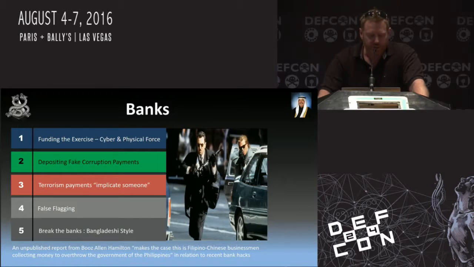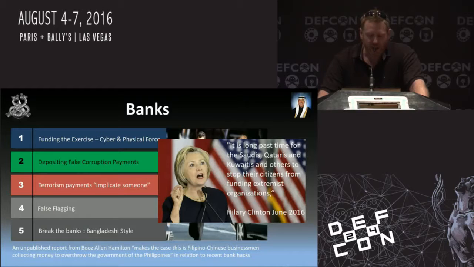You can also use the banks for depositing fake corruption payments, and I'll show you that in a second, terrorism payments, or breaking the bank, such as removing all the money from the banks. And then Hillary Clinton pretty much said here that we've got the green light to attack these countries here. Saudis, Qataris and Kuwaitis need to stop their citizens from funding extremist organisations. Another tactic you can use is move money between private accounts from these terrorists into private accounts such as Hillary Clinton's and use that evidence to paint a bad picture of her. Or Trump, I don't care who wins. They're both lunatics.